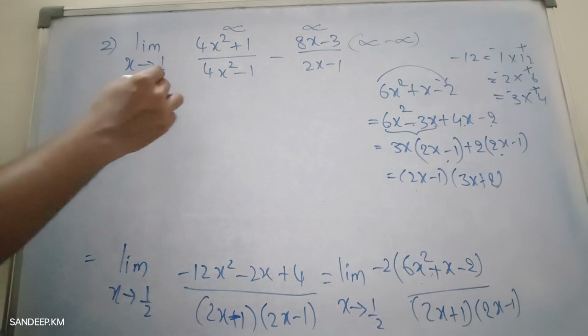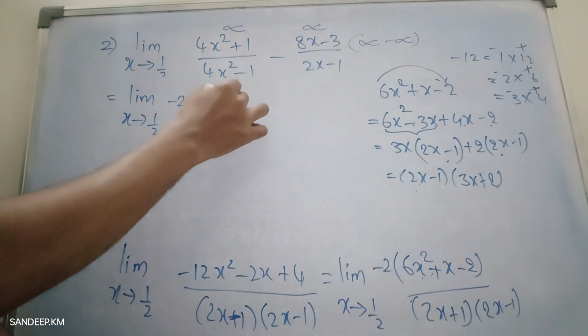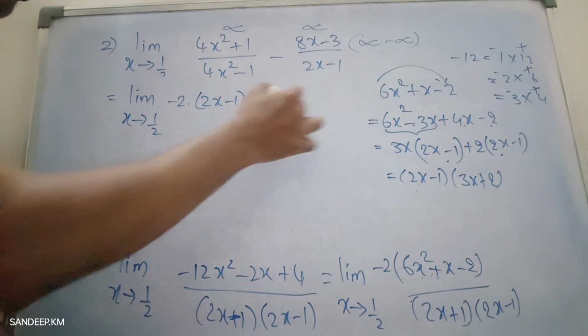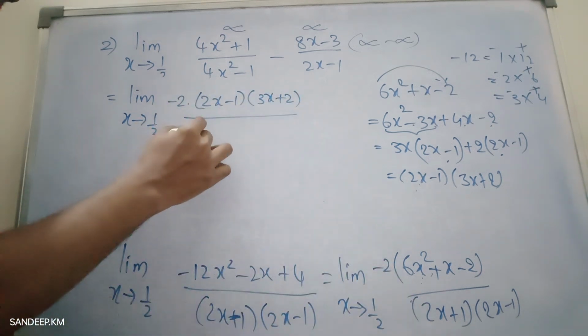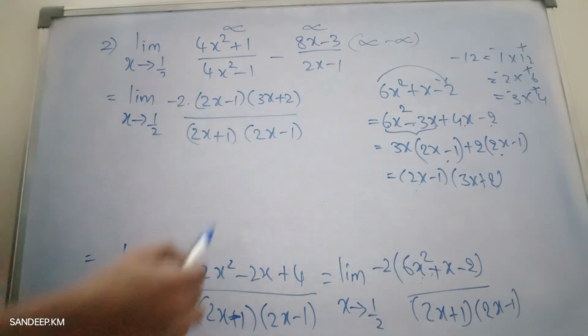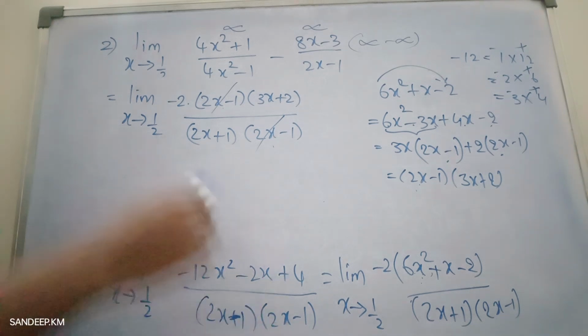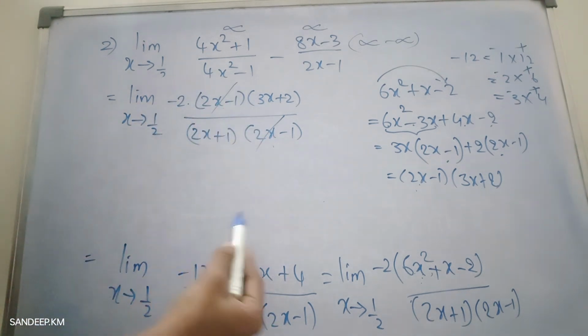Let me write it here. So minus 2 into, this is nothing but this, 2x minus 1 into 3x plus 2 whole divided by 2x plus 1 into 2x minus 1. Observe, the factor responsible for 0 in the numerator and denominator got cancelled. Now you can directly substitute x as 1 by 2. You will get your answer.